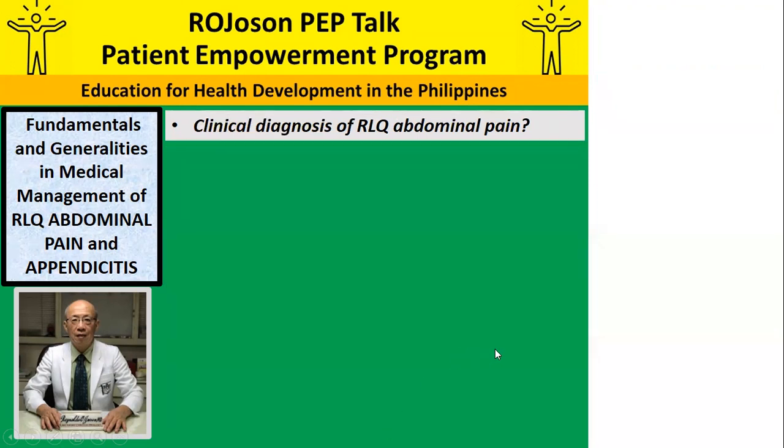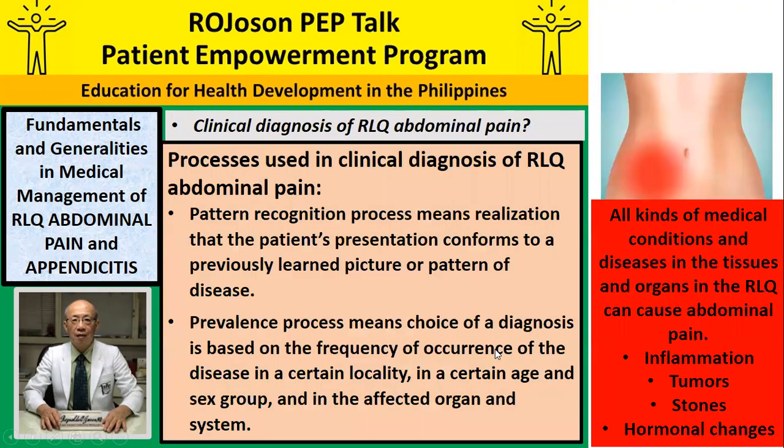Clinical diagnosis of right lower quadrant abdominal pain. The processes used in the clinical diagnosis of the right lower quadrant abdominal pain will be the following: pattern recognition process and prevalence process. Pattern recognition process just means the realization that the patient's presentation conforms to a previously learned picture or pattern of a disease. Whereas the prevalence process means the choice of a diagnosis is based on the frequency, how common, of the occurrence of the disease in a certain locality, in a certain age group and sex group, and in the affected organ and systems.